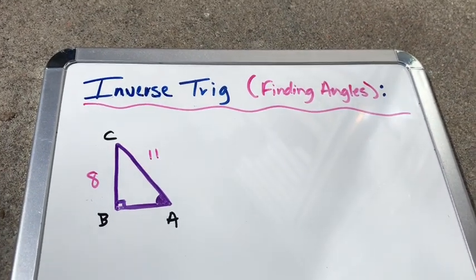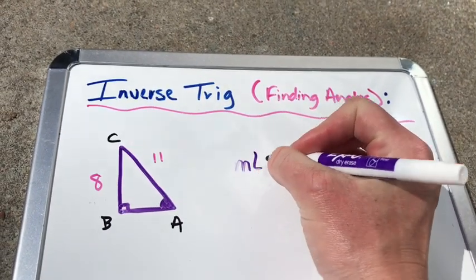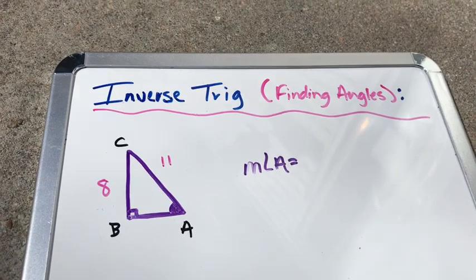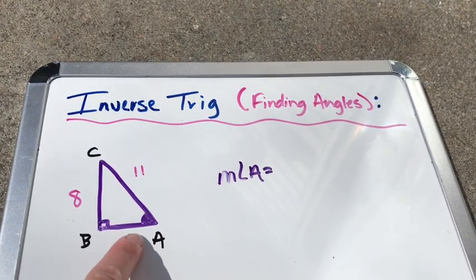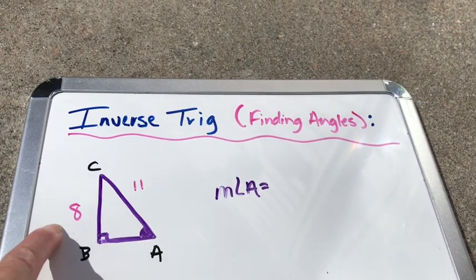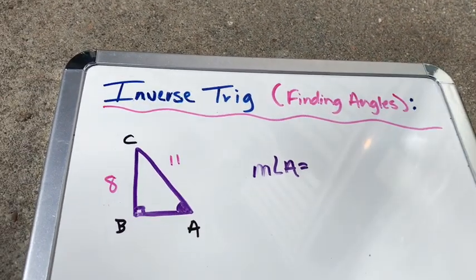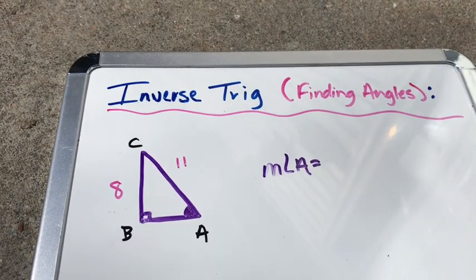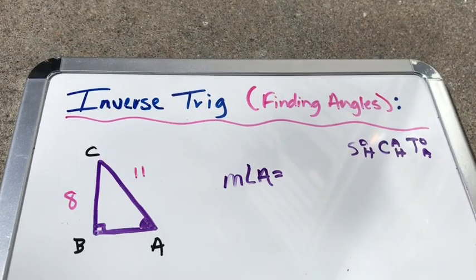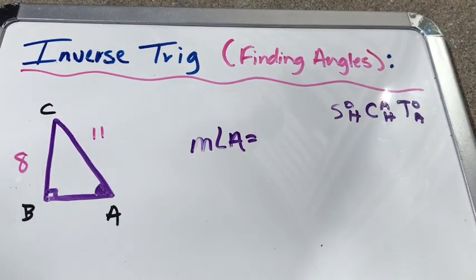Okay, so if we're going to find this angle A, the measure of angle A, I am going to look at what two pieces I have. And it appears that I have opposite and I have the hypotenuse. So from angle A, I've got opposite and hypotenuse. Which trig function uses opposite and hypotenuse? Okay, so opposite and hypotenuse would be sine, you're right.